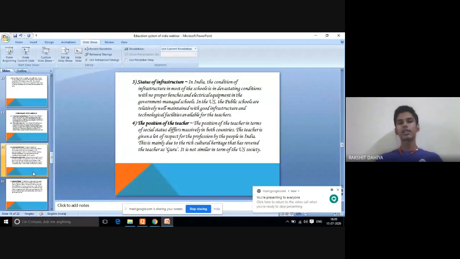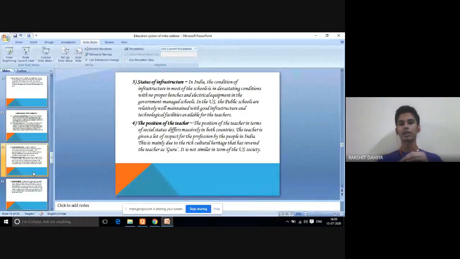So third is the status of infrastructure. We all know that in our government schools in India, there are a lot of problems with the infrastructure. There are lots of broken benches, desks, and different types of things that are broken. India doesn't have proper maintenance in government schools, which clearly means that if someone slips or is pushed, the broken chair would definitely hurt them.